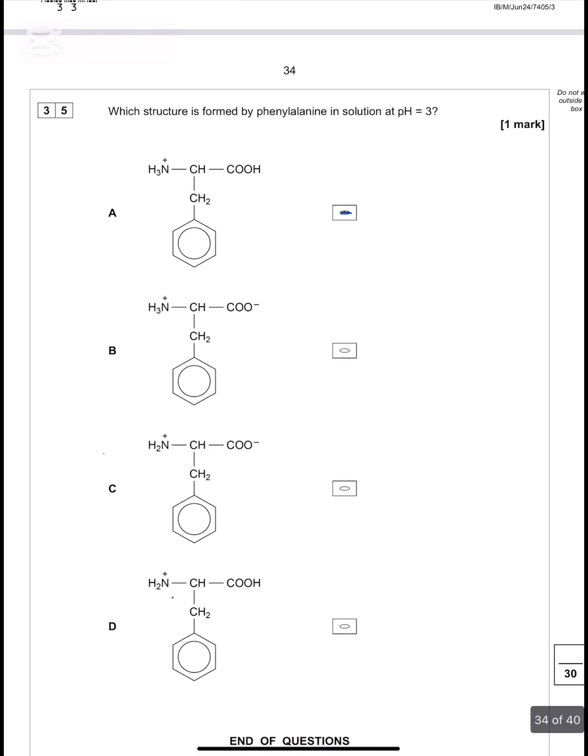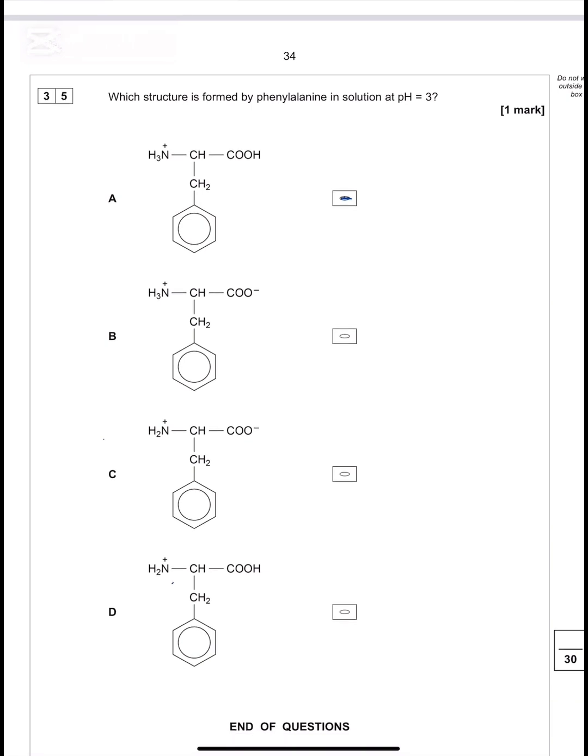Which structure is formed by phenylalanine in solution at pH 3? At pH 3, this is an acidic solution. So the amino group is going to be protonated. That will give you an NH3 plus. And the carboxylic acid will remain as it is. It's not going to give you the carboxylate anion. So this one, NH3 plus and the carboxylic acid stays. So this is the right one.